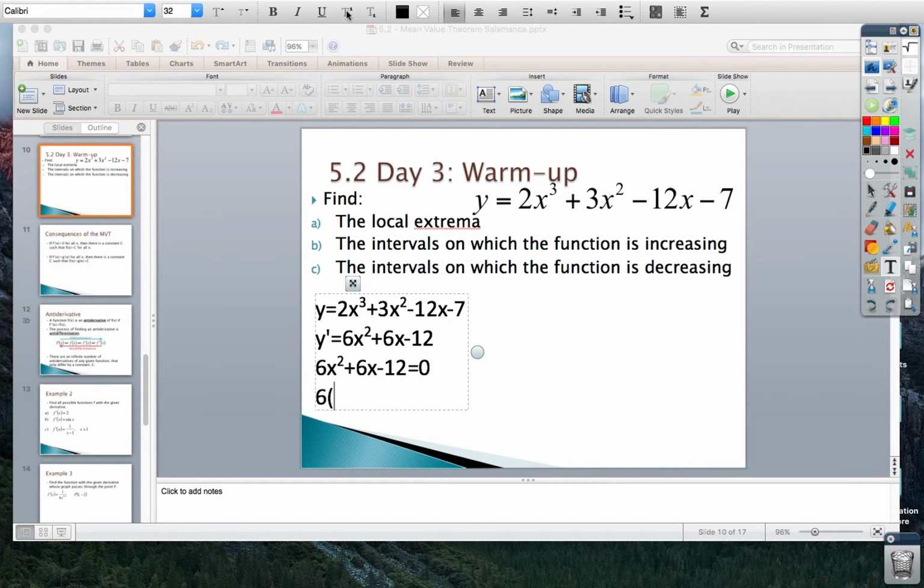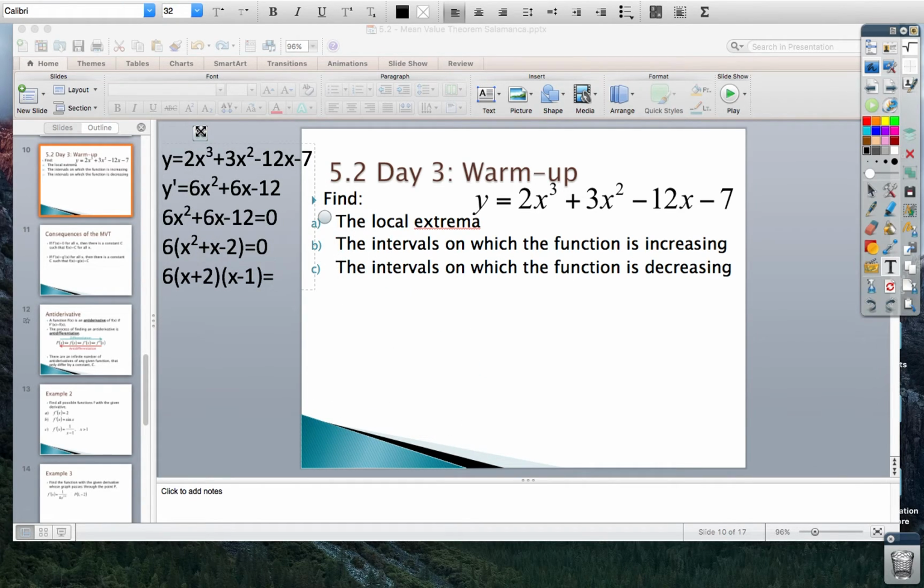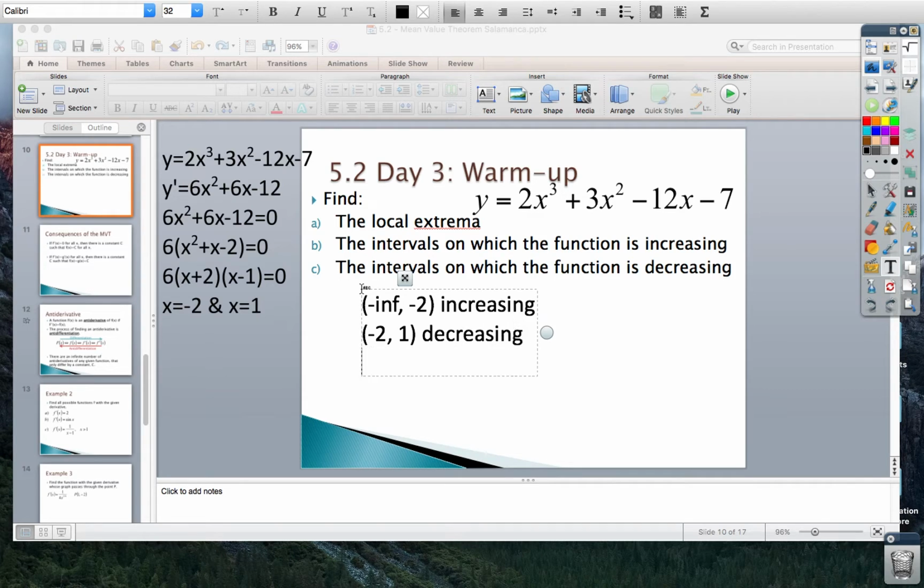We're going to factor out a 6 from the entire thing. And then we're going to go ahead and factor it. So that's 6 times the quantity x plus 2, x minus 1 equals 0, and then our critical points are x equals -2 and x equals 1. So again, knowing what we know, from -infinity to -2, because it's the first critical point, it is increasing. -2 to 1, it is decreasing. And 1 to infinity, it's increasing.